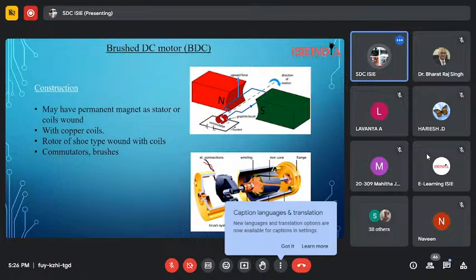Again, the frictional losses get increased. Again, there is wear and tear of the brushes, so we need to replace those brushes again and again. Again, when it's rotating, due to that sparking, heat is generated. And when that heat is generated, we need to cool that commutator. For cooling that, we need to give some holes or some openings there so that the commutator is cooled.